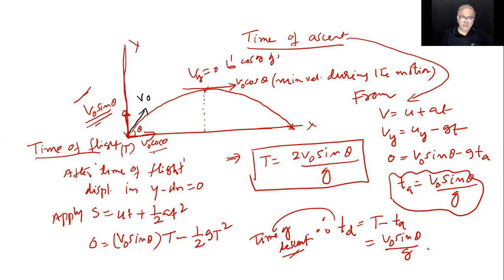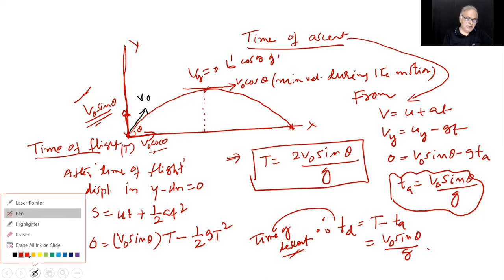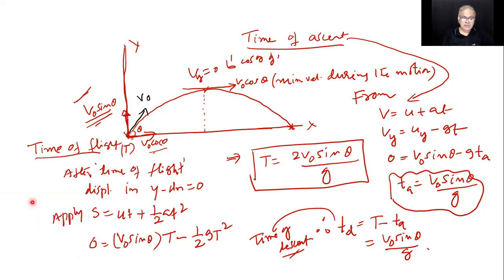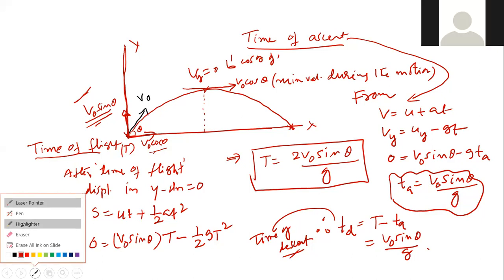So, children, I hope you followed. It takes V0 sine theta by g to go there. I'll use the highlighter or laser pointer. So from here to here, it takes V0 sine theta by g. From there to here, it takes V0 sine theta by g more. So the total time is 2 V0 sine theta by g, and time of ascent and time of descent are equal. Yes, sir.